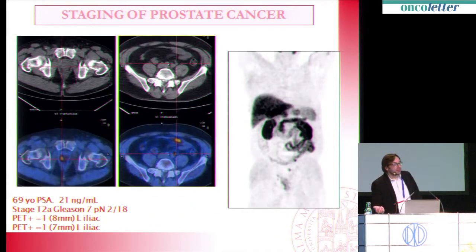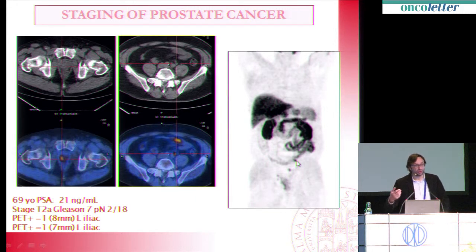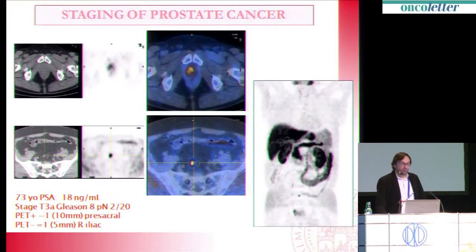Another setting could be staging. That's an example in a patient in which, apart from the primary tumor here, we depict two lymph nodes. And of course, it could make the difference for the surgeon to know where the lymphadenectomy has to be extended. So in this case, we performed a prospective trial in which the pathological results of lymphadenectomy were compared with the PET findings. Well, unfortunately, like in this case, the primary and one lymph node were observed.